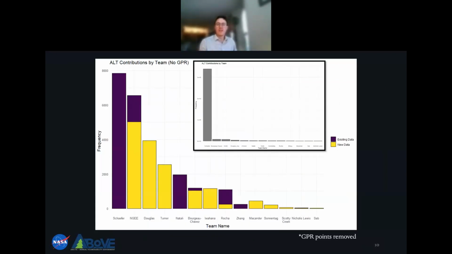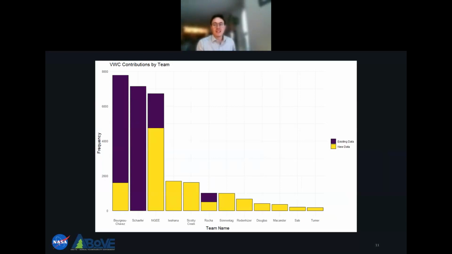A couple more of these figures. This time I'm showing the contributions broken down by team. And you can see in the inset what these plots would have looked like had I left the ground penetrating radar data in. So I've removed them again to better visualize the contributions of the science teams who collected field data, as well as those who generously offered their time and data to be included here.